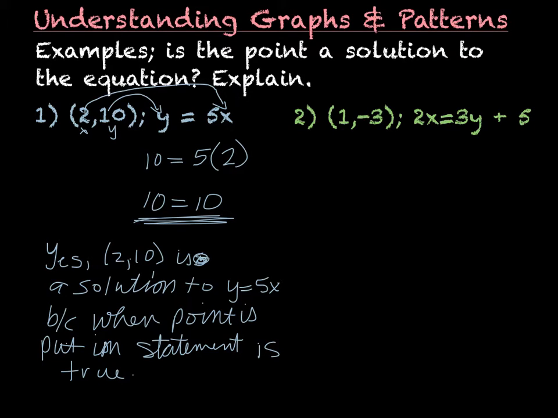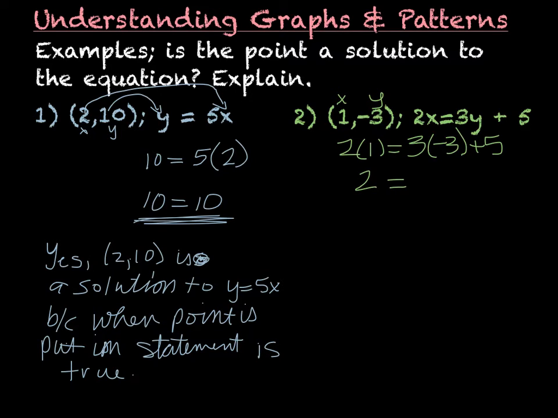Okay, and the next one, we have (1, negative 3) and 2x equals 3y plus 5. So I'm going to start by putting in my x and my y. So I have 2 times 1 equals 3 times negative 3 plus 5. Alright, so 2 times 1 is obviously 2.